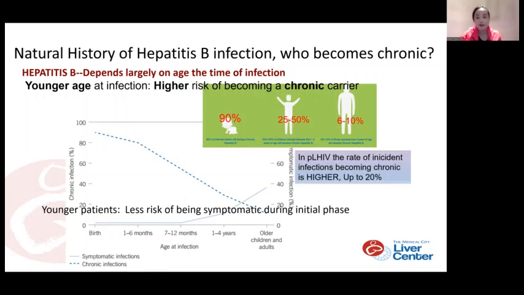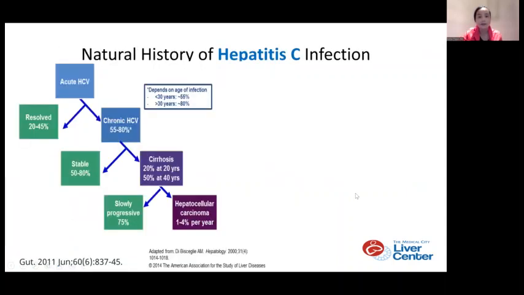However, it's important to note that in PLHIVs, the rate of incident infections becoming chronic is much higher, up to 20%, even in adults. What about hepatitis C? So in HIV negative individuals, of those who get acute hepatitis C infection, about 55 to 80% will become chronic.